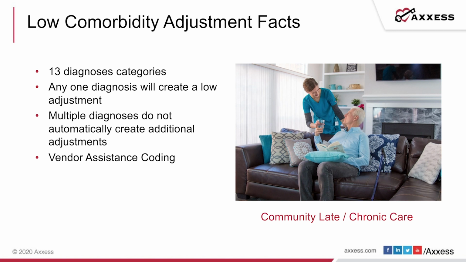So for your low comorbidity adjustment, there are 13 diagnosis categories, subcategories we call those. Only one diagnosis from those 13 categories will create a low comorbid adjustment. Multiple diagnoses don't automatically create additional adjustments. They have to fall in certain categories. So again, you're not a computer. You want to make sure that you have some assistance in identifying these comorbid conditions and what your scores would be and what your payment would be. You don't want to try to sit there and dig through 43,000 codes to figure that out every single time. Your software and maybe even a vendor-assisted coding company would help you with that.